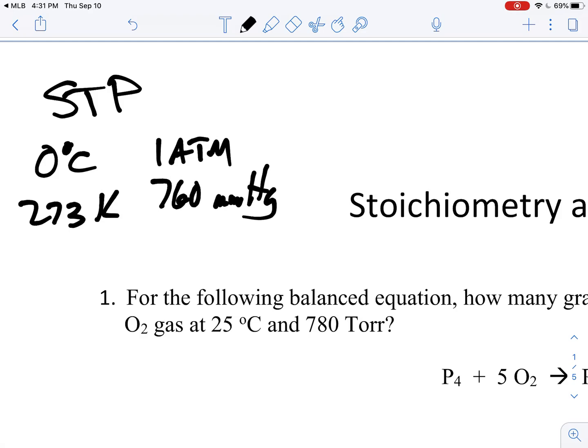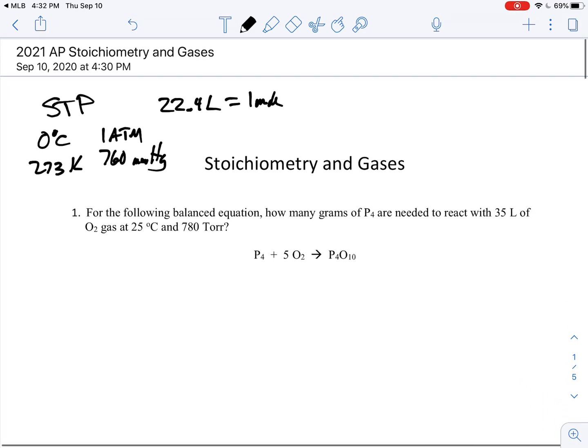If you are under those conditions, then you really don't have to use your equation for PV equals nRT. You can just use the fact that there are 22.4 liters of any gas is the same as 1 mole. All right? So if you happen to be at STP, which is 0 degrees Celsius and 1 atmosphere, then you can do a shortcut, which is 22.4 liters is the same thing as a mole.